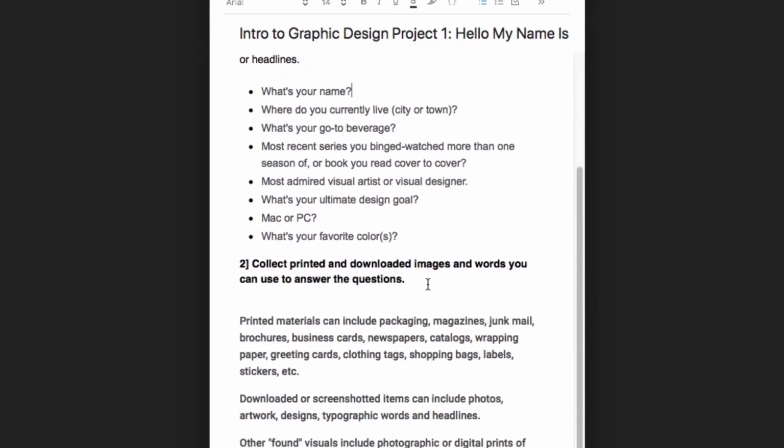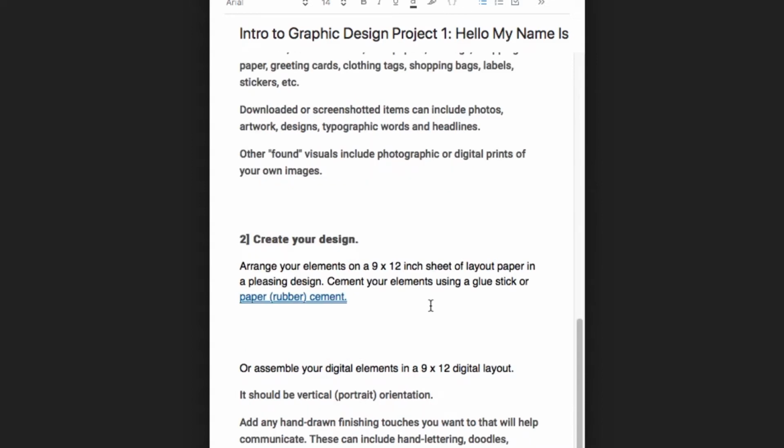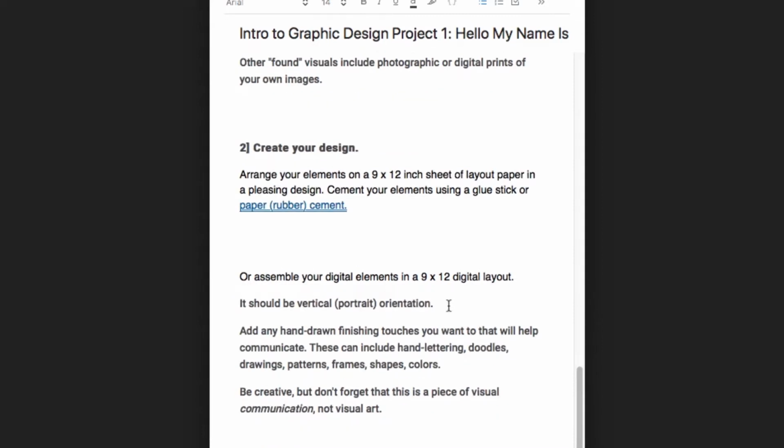And then pulling from printed materials, stuff around the house, easy to find, magazines, junk mail, things like that, downloads. And then we had physical specifications. Even though we're doing this digitally, it's a 9x12 assignment. It's a 9x12 design space. It needed to be vertical. And it needed to not just be art, it needed to actually communicate.